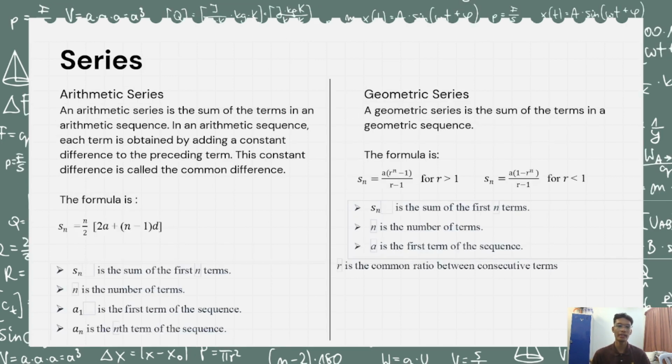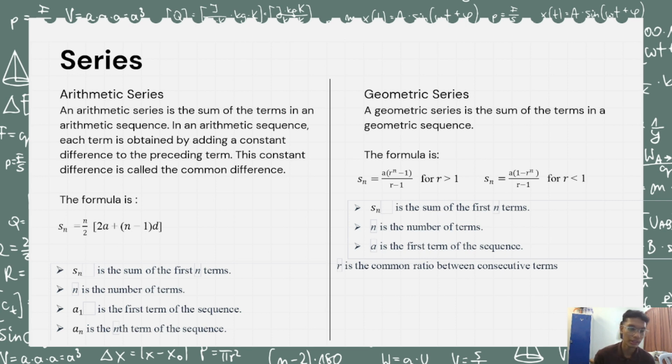Okay, next we have series. Series also have two types. The first type is the arithmetic series. An arithmetic series is the sum of the terms in an arithmetic sequence. In an arithmetic sequence, each term is obtained by adding a constant difference to the preceding term. This constant difference is called the common difference.